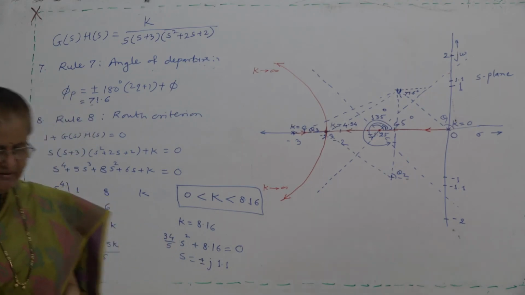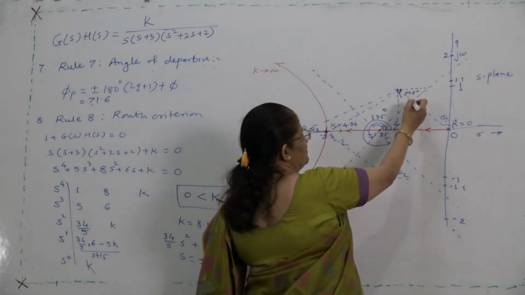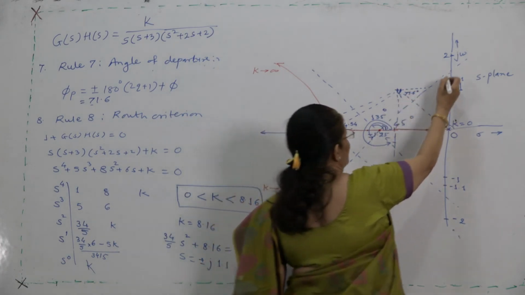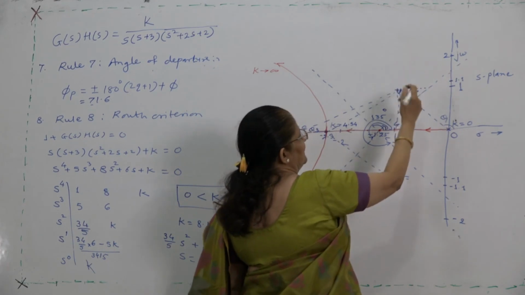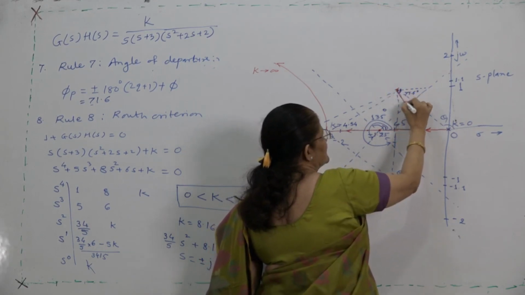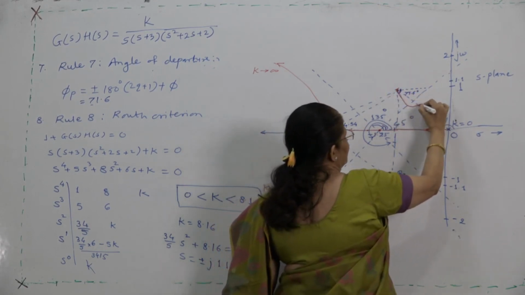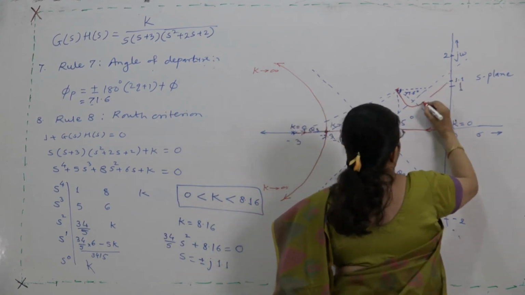What is the meaning of this? So, with this work on the notebook, you go towards the graph paper. Represent the point 1.1 here. So, this is 1.1. Similarly, here represent minus 1.1. So, the intersection to the imaginary axis is this.